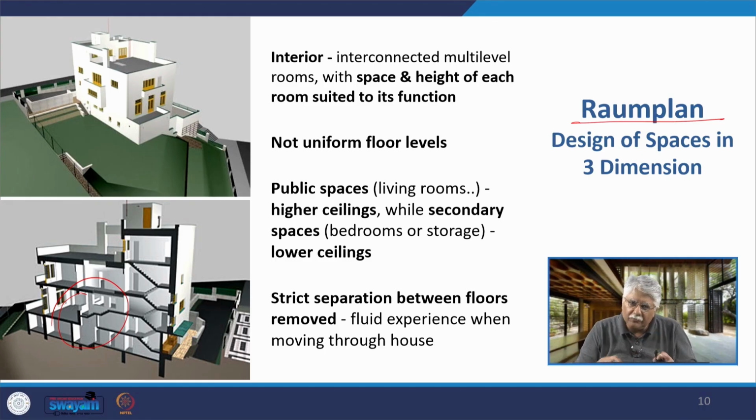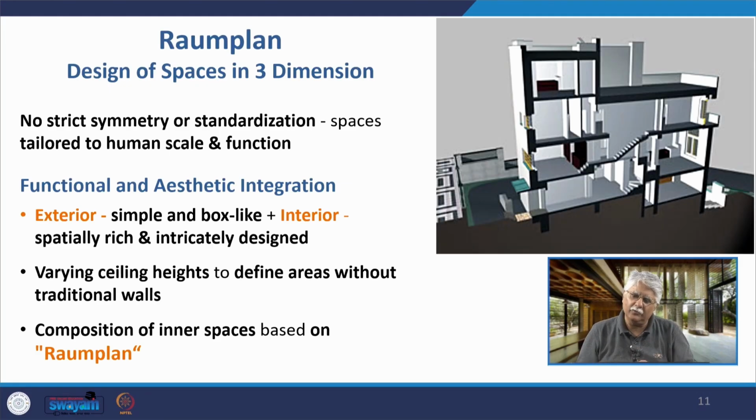There are not uniform floor levels. Public spaces have high ceilings, secondary spaces have low ceilings. There is a strict separation between floors that has been removed, and there is a fluid experience as you move through the house. So for example, this section shows the Raumplan more clearly. No strict symmetry or standardization. There is a functional and aesthetic integration.